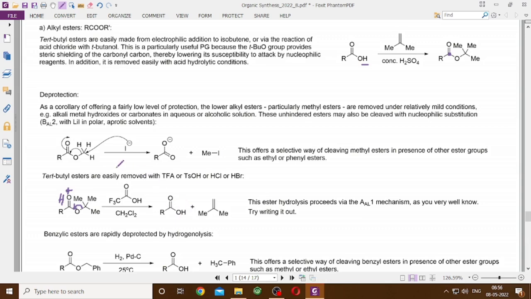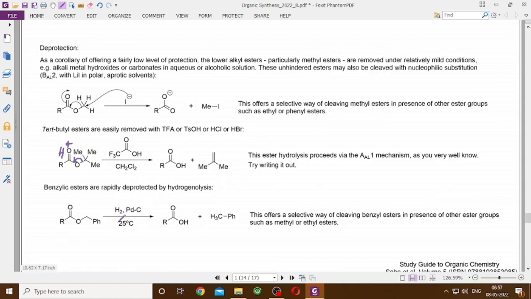Or, if you have a methyl protection, then you can go for an SN2 reaction using lithium iodide in polar aprotic solvents such as DMSO or DMF, where this methyl group has this carboxylate leaving group, iodide attacks, and this carboxylate leaves. Aqueous acid workup will give you the corresponding carboxylic acid.